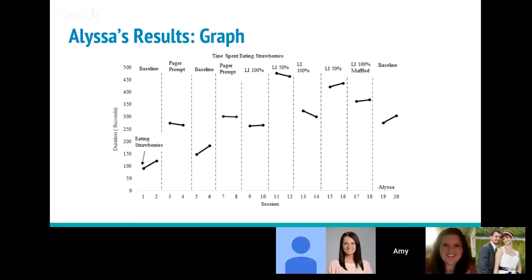The longest time was the low intensity 50%. I was able to really slow down my eating. And then it dipped down a little bit and then got back up. But throughout the entire time, I was able to stay above baseline results.